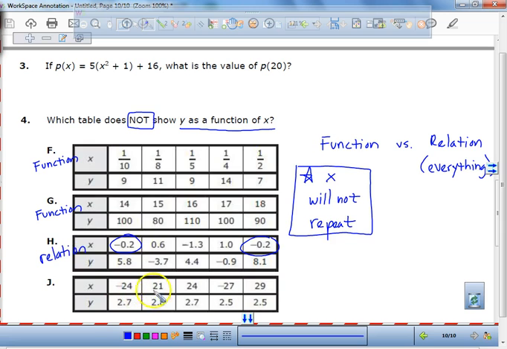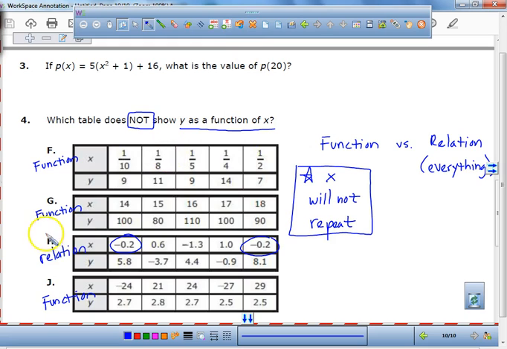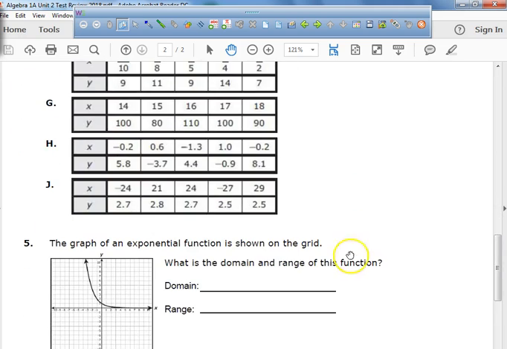And the last one here, notice that says negative 24. That's okay. These are all different x values. So this is another example of a function. Okay? So the answer is H. That's the one that does not show y as a function of x. Okay? All right, here we go.